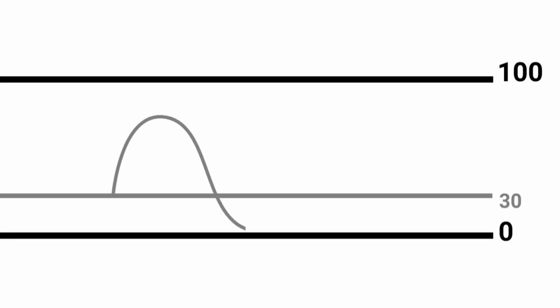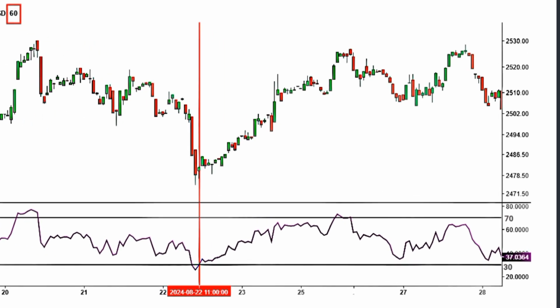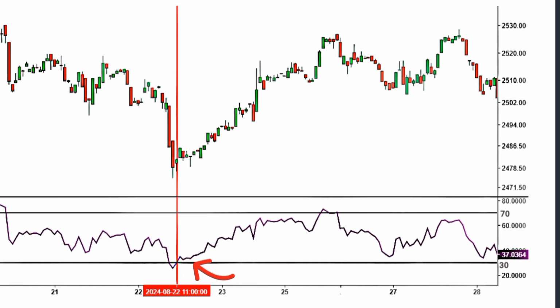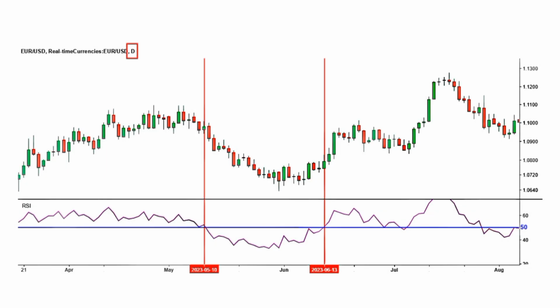A buy signal is generated when RSI exits the oversold zone and breaks above the 50 level. On August 22, 2024, at 11 o'clock, this RSI crossover occurred, and as we can see, the price experienced a strong upward movement afterward.